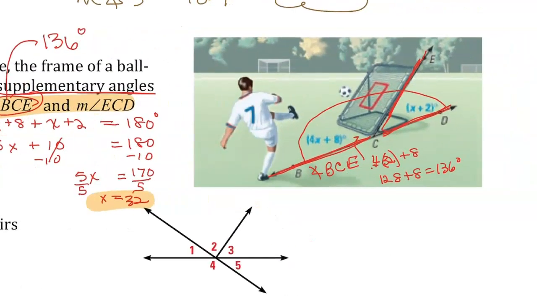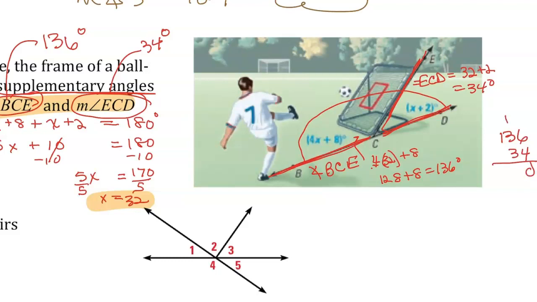Let's find ECD. Angle ECD is going to equal x plus 2. So that's going to be 32 plus 2, and that's 34 degrees. So this angle right here is going to be 34 degrees. So let's check our work. If one angle was 136 and the other was 34, do they sum to 180? So let's see. 3, 6, 7. So am I getting the right number? I may have made an error. Let's see if we can figure it out.